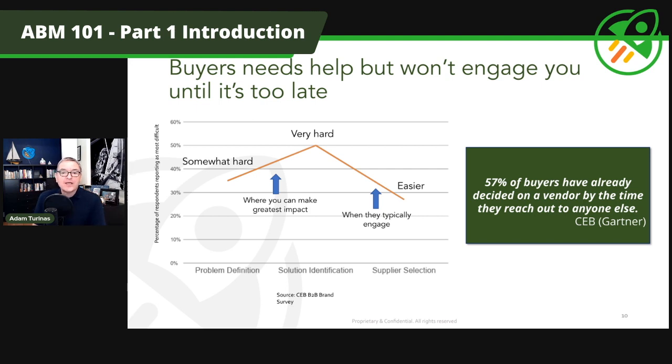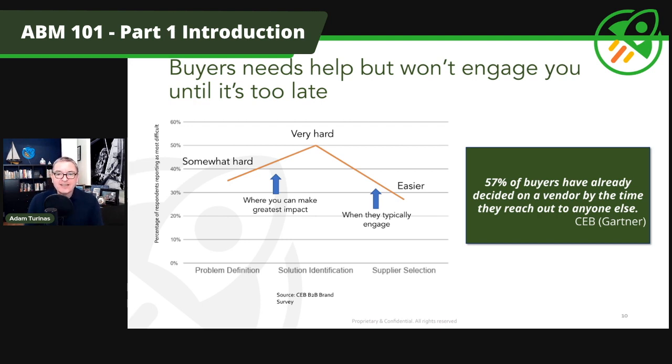First of all, they spend a lot of time as a buying group defining the problem. They then spend an awful lot of time defining how they're going to solve the problem. What are the options that they have to solve it? It's only later in the decision making that they actually engage with vendors.